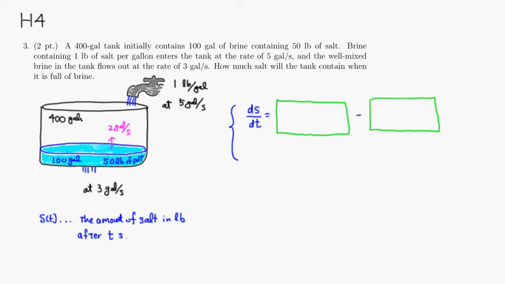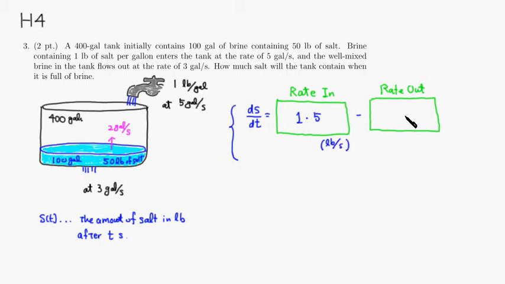All right, so we're going to have rate in and rate out. So rate in. It's 1 pound per gallon at 5 gallons per second. So it's going to be 1 times 5 pounds. So the unit would be pounds per second.